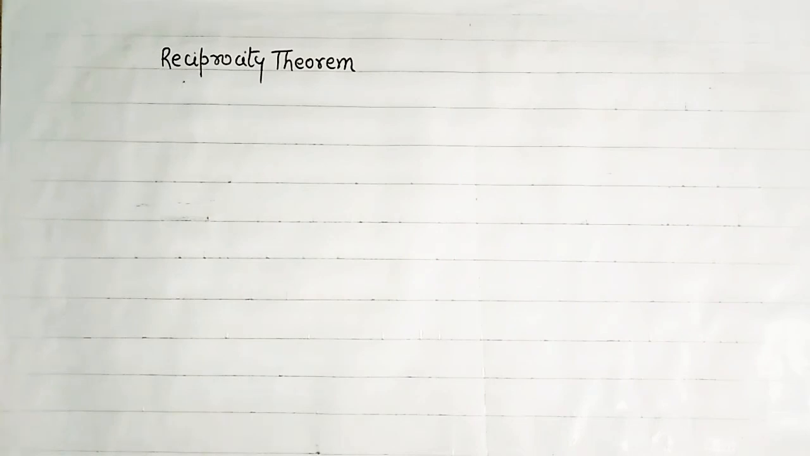Friends, in this video we will discuss the concept of reciprocity theorem. The statement of reciprocity theorem is, in a linear, passive and bilateral network, the response to excitation ratio is constant even after interchanging the input to output terminal.